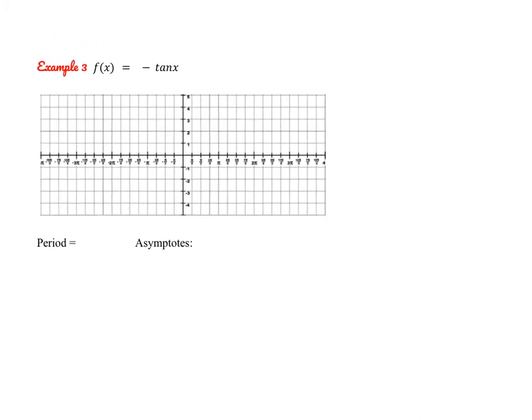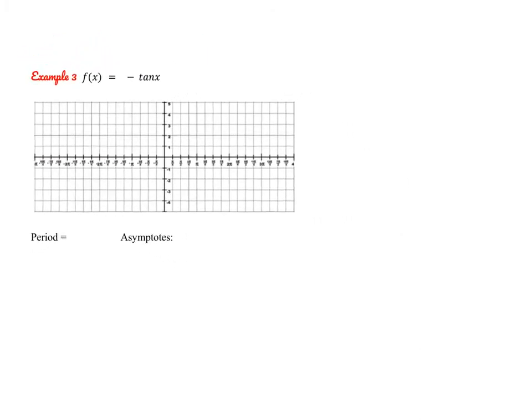All right, let's try another one together. So again, starting with those same key points: negative pi over 4, negative 1; 0, 0; pi over 4, 1; and then our asymptotes. And then let's look at the transformation we see.